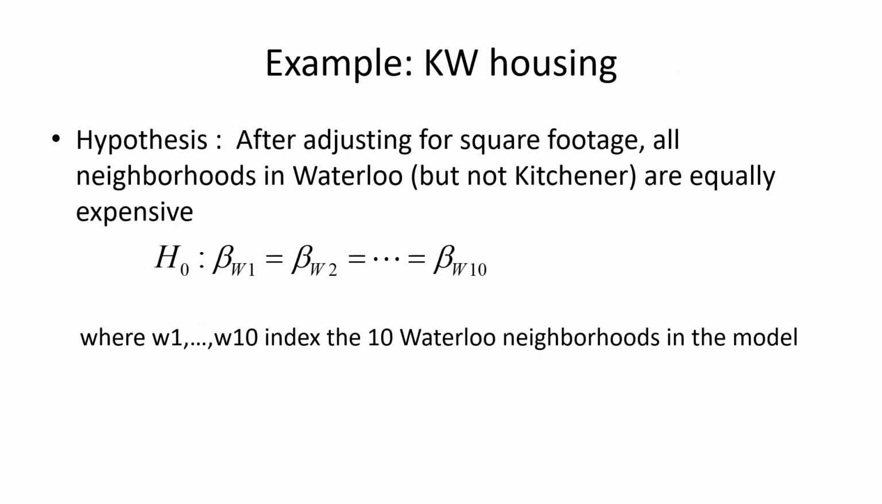This is the Kitchener-Waterloo housing data, which contains list prices of houses and attributes of the houses. And we'll look at the hypothesis, after adjusting for square footage, that all neighborhoods in Waterloo, but not Kitchener, are equally expensive. There are houses in Waterloo and in Kitchener in this data set. So the hypothesis is there are 10 betas corresponding to neighborhood indicators in Waterloo, and they're all equal.